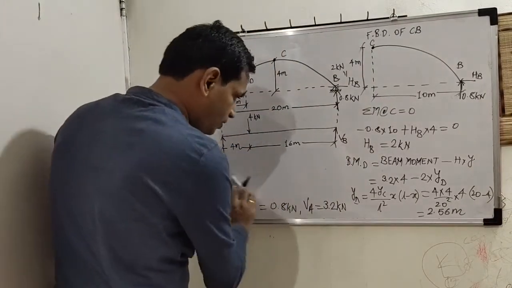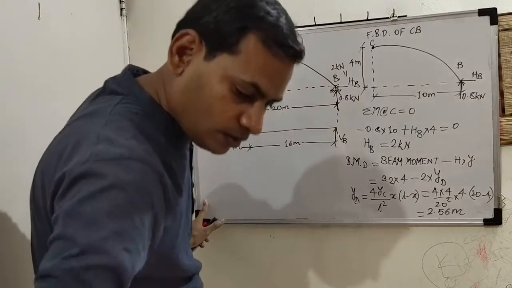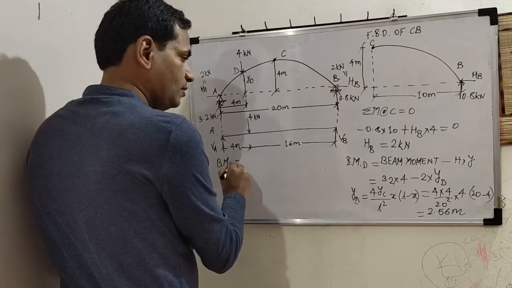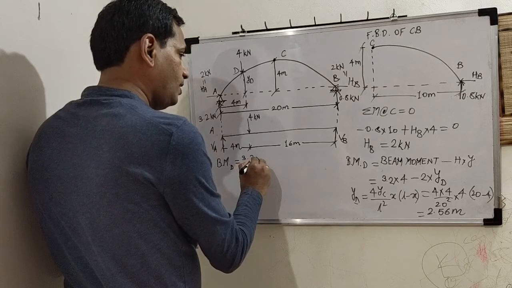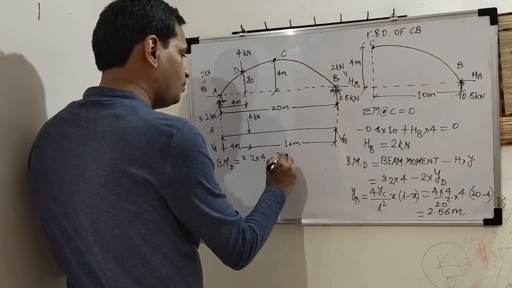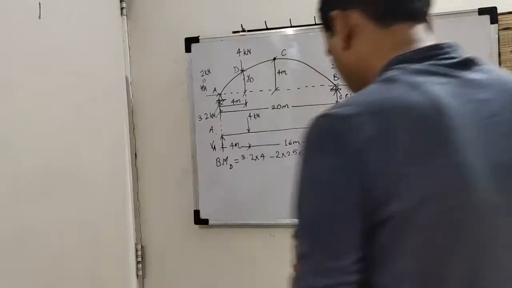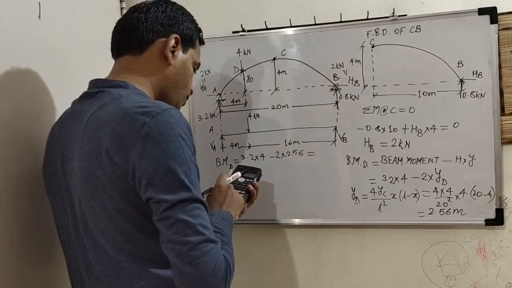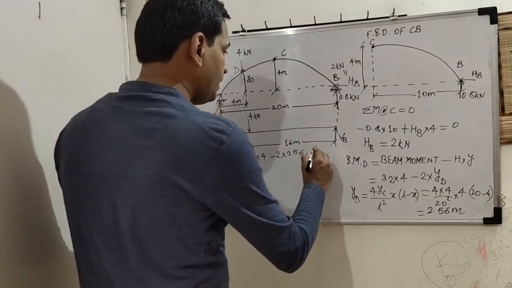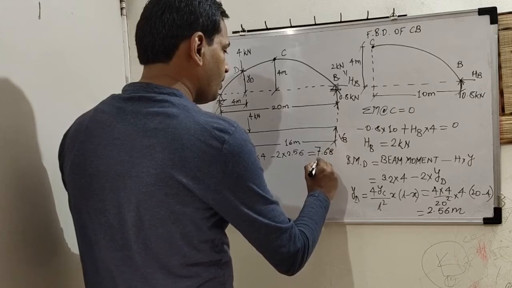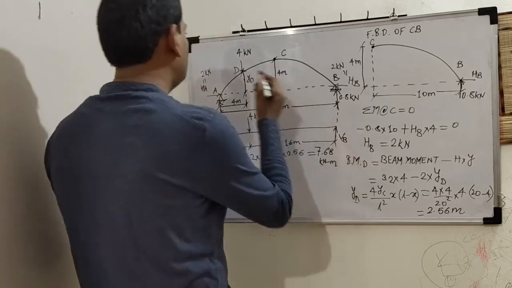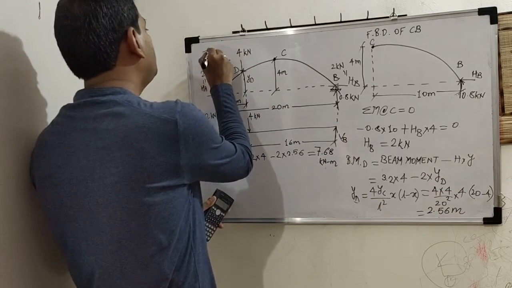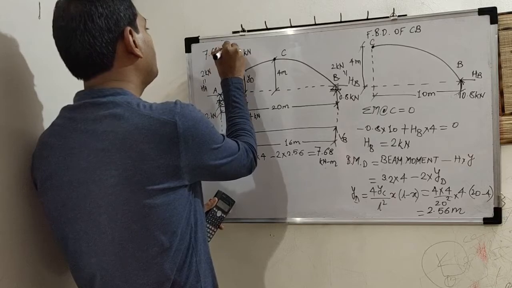Now I will rub this. It is equal to 3.2 into 4 minus 2 times 2.56. So this value, 3.2 into 4 minus 2 into 2.56, is 7.68 kilonewton meter. So I will write here the value of the bending moment, 7.68 kilonewton meter.